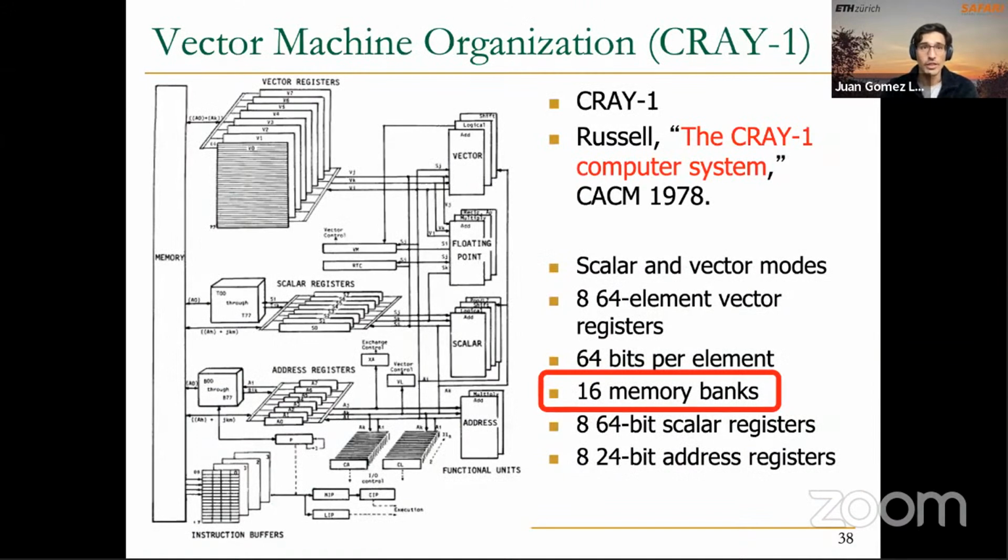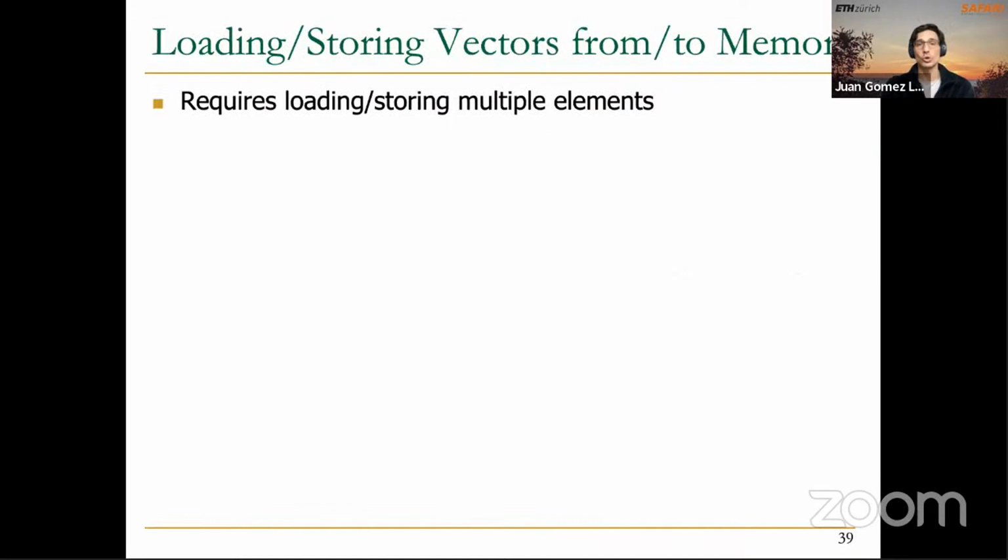But then another thing that we have to talk about is how to access data from memory to feed these vector processors or array processors. And to do so, we need to have banked or interleaved memory. And actually the Cray-1 already had it, with 16 memory banks.